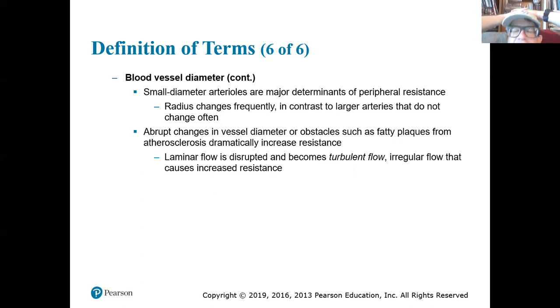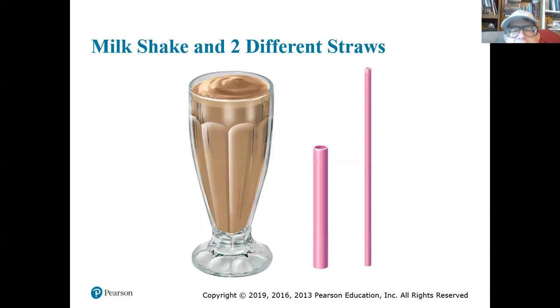Abrupt changes in vessel diameter or obstructions, like heart disease giving you fatty plaques, can increase the resistance dramatically. The laminar flow, the flow along the wall, is disrupted because you have things sticking to the wall that the blood has to go around, and that blood flow gets turbulent and irregular. It's problematic. It's bad. Here's the thing I referenced in the last video.